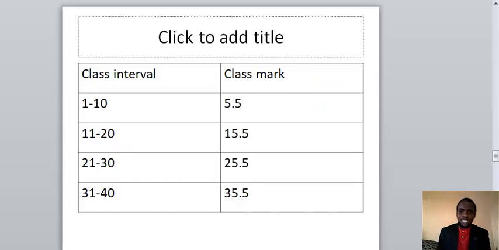So when you look at it, this is a table for it. The first one, 5.5, 15.5, 25.5, 35.5. So this is the class mark.